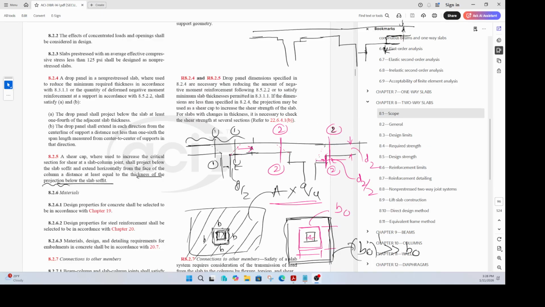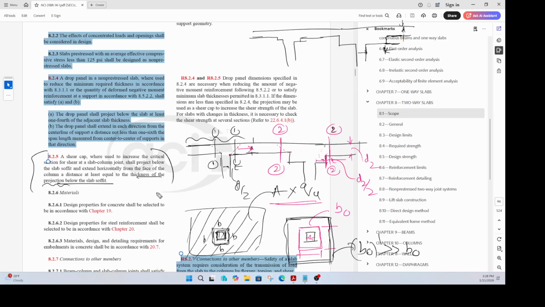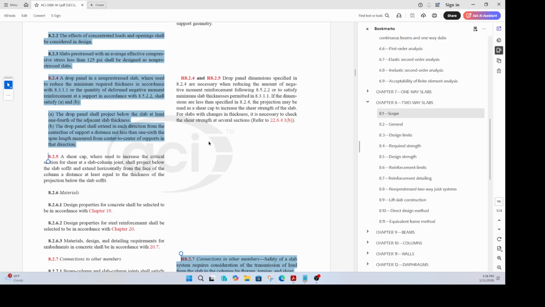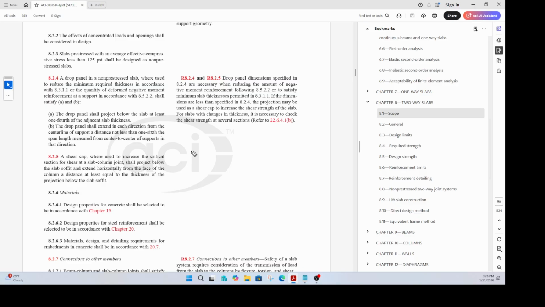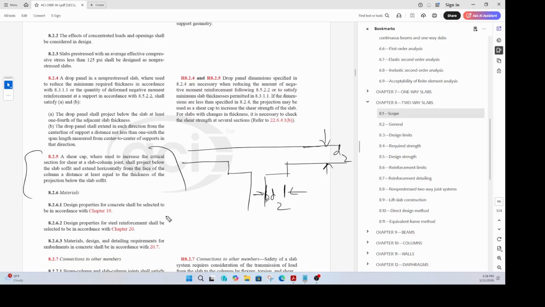All right. So just to be clear, this section here, we're talking about shear cap, right? Slab, locally thicken it. Here is your column, locally thicken it, right? So this dimension from here to there should be comparable to that dimension. If that dimension is D2, then this has to be greater than or equal to D2. So that is what this section is talking about.